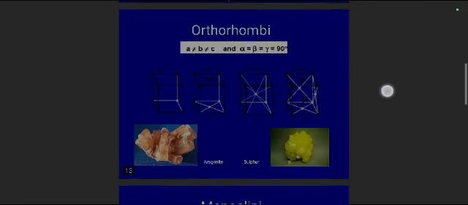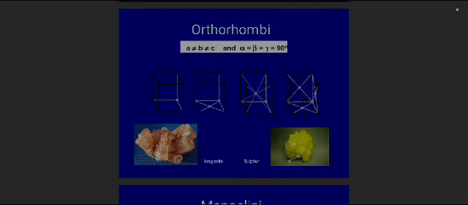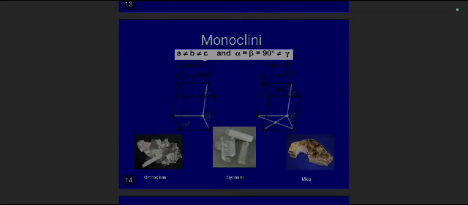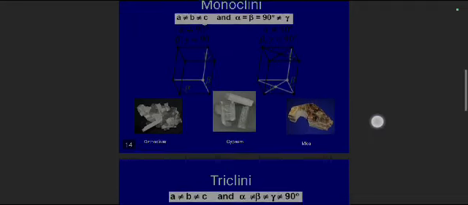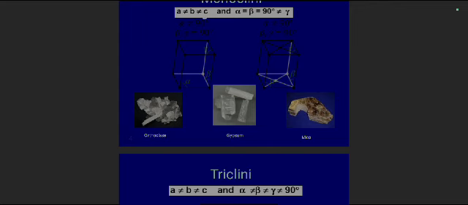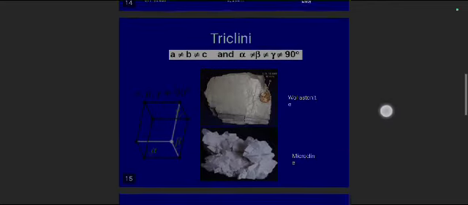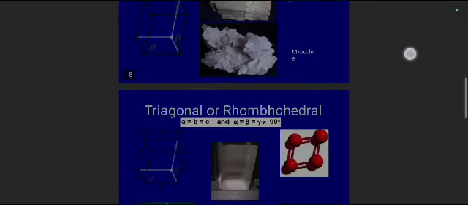Orthorhombic: a is not equal to b is not equal to c, and alpha equal to beta equal to gamma equal to 90 degrees. Monoclinic: a is not equal to b is not equal to c, and alpha equal to gamma equal to 90 degrees is not equal to beta. Triclinic: a is not equal to b is not equal to c, and alpha is not equal to beta, and beta is not equal to gamma is not equal to 90 degrees.